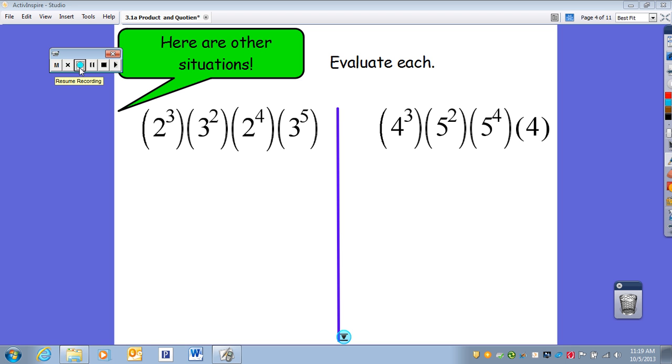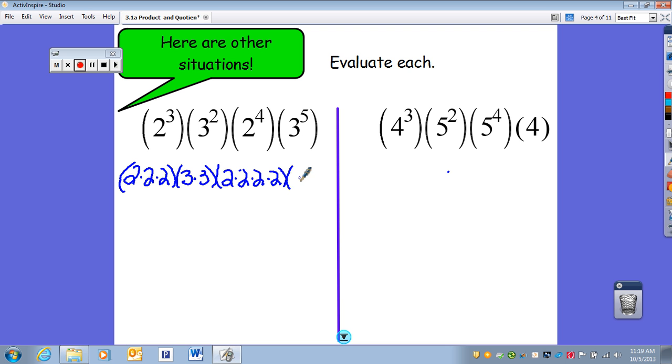Let's take a look at a couple of more examples. So here we have 2 to the 3rd power times 3 to the 2nd power times 2 to the 4th power times 3 to the 5th power. So 2 to the 3rd power is 2 times itself 3 times. If I write it out as repeated multiplication, 3 to the 2nd power would be 3 times itself twice. 2 to the 4th power gives me 4 2's, 2 times itself 4 times. And 3 to the 5th power is 3 times itself 5 times.